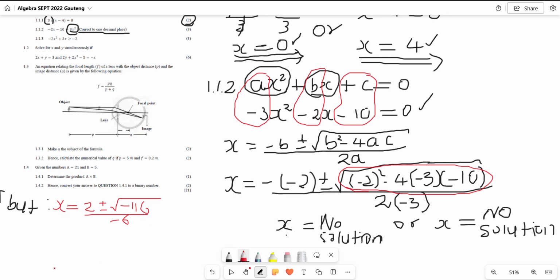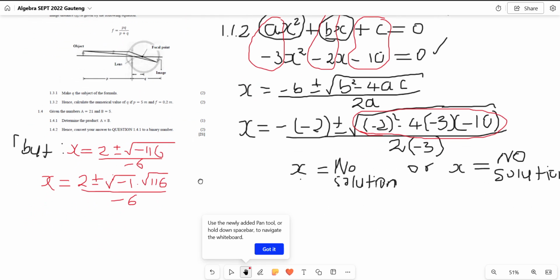Now we go to term 1 work that we have done in grade 12 that talks to complex numbers. We are going to simplify this using the concept of complex numbers to say x is equal to positive 2 plus and minus the square root of negative 1 multiplied by the square root of 116, all divided by negative 6. Let me go down.